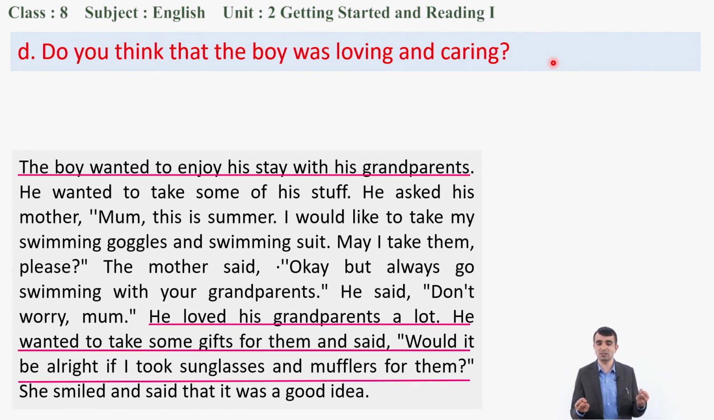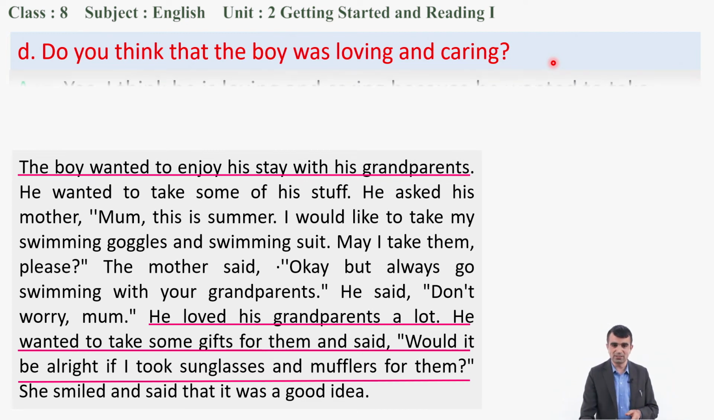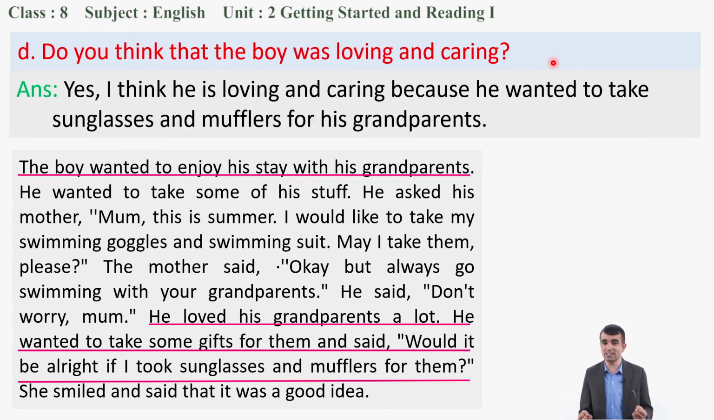He wanted to take some gifts for them and said, would it be all right if I took some glasses and mufflers? He said, didn't he? So this is what the answer is. Yes, I think he is loving and caring because he wanted to take sunglasses and mufflers for his grandparents. And you can also add he wanted to spend time with his grandparents. That is also possible, but here better try: he wants to take some gifts for them. Okay?